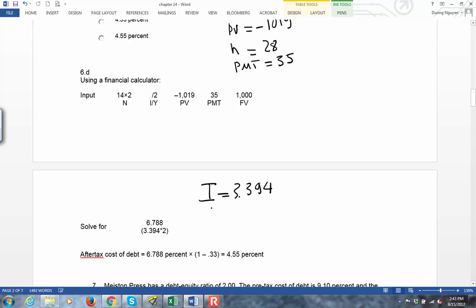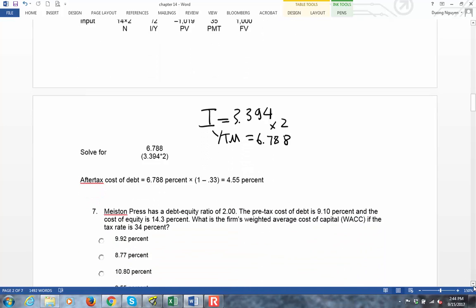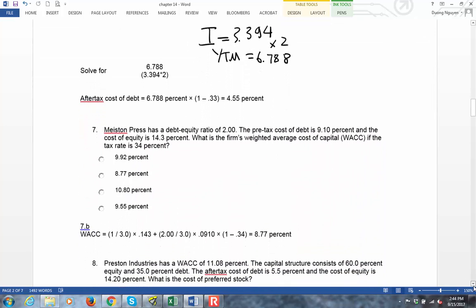3.394, but it is not the yield to maturity. Yield to maturity should be I times 2 and equal to 6.788. Okay, and the question is asking for the cost of debt after tax. So you multiply by 1 minus the tax rate, which is 33%, and the answer is 4.55%. Right, number 7.